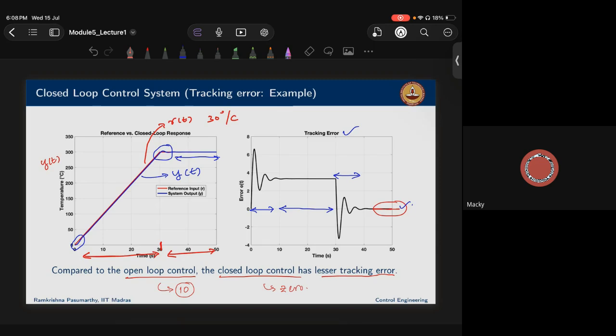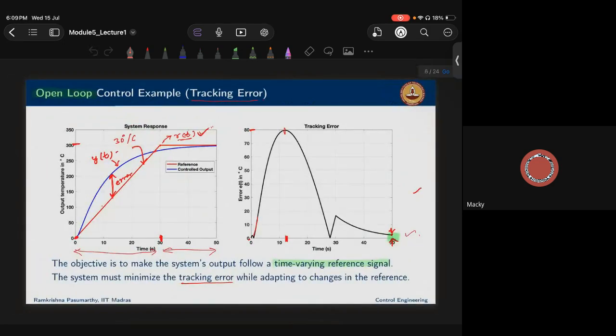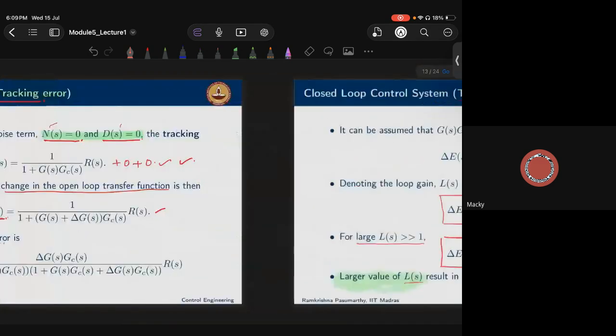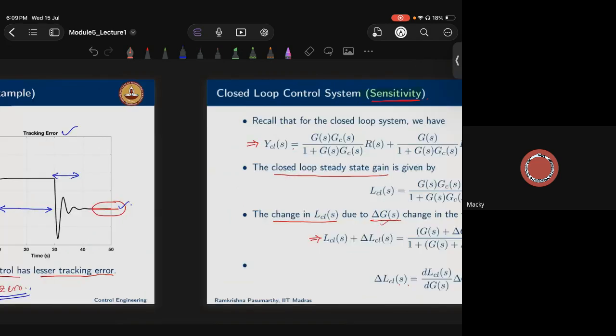When we see the same case, in open loop control, we have tracking error. The final tracking error is 10. Let me show you that. Yeah, this one here, so this value is 10, whereas now the tracking error is 0. This is all due to the feedback we have taken from output to the input. That is the tracking error example.